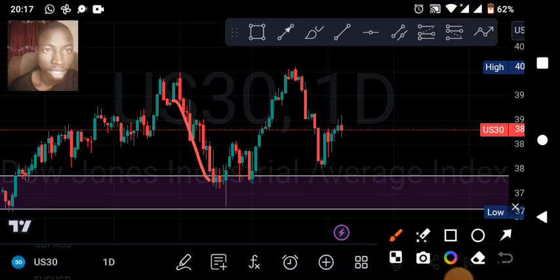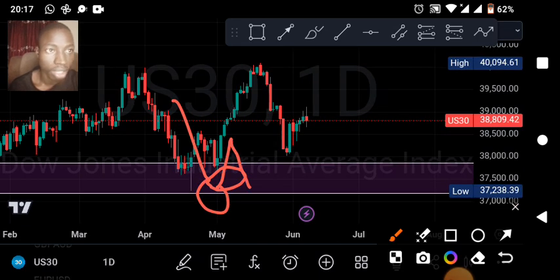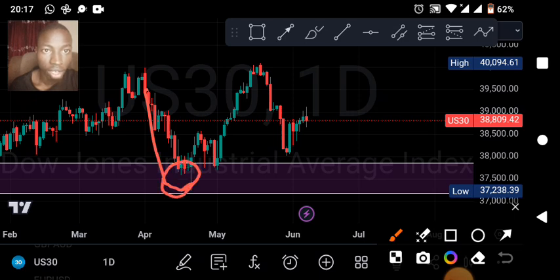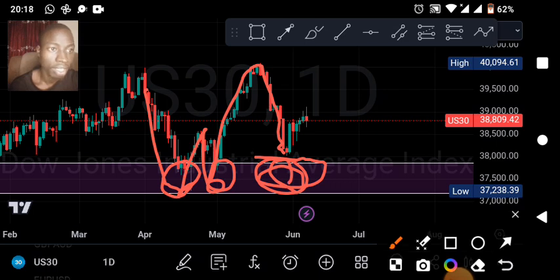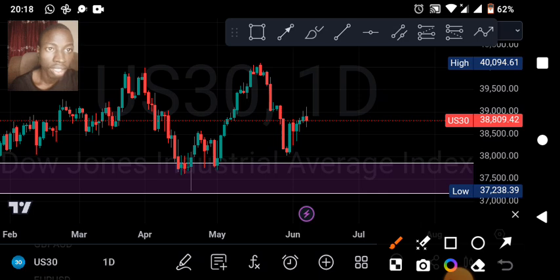You can see the market had dropped, tested it like twice, then went high, then dropped, then was not able to reach the previous demand area. Then it retraced, and it's now reacting from this fresh area of supply.